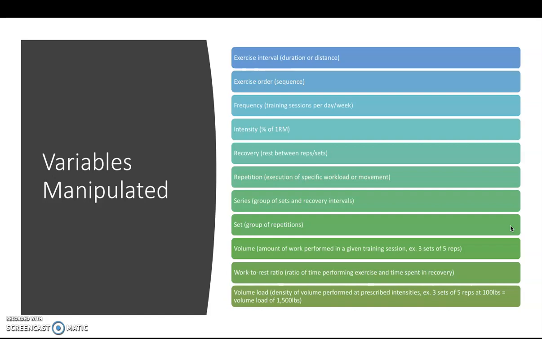Volume is the amount of work performed in a given training session, so 3 sets of 5 reps as an example. Your work to rest ratio, and then also your volume load. This is the density of volume performed at prescribed intensities. So for example, if you're performing 3 sets of 5 reps at 100 pounds, you're looking at a volume load of 1,500 pounds. Like I said, those are all variables that you can manipulate within your program. So think about that when you are writing your own program.